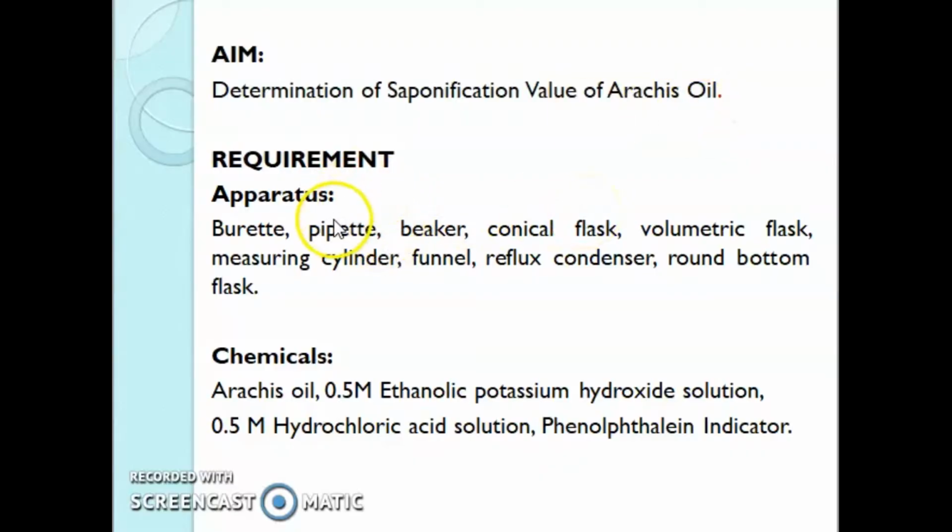Students, now we will see the requirements for today's practical, the determination of saponification value of Arachis oil. For this practical, we will require the apparatus: burette, pipette, beaker, conical flask, volumetric flask, measuring cylinder, funnel, reflux condenser, round bottom flask, etc. And the chemicals required are Arachis oil, 0.5 molar ethanolic potassium hydroxide solution, 0.5 molar hydrochloric acid solution and phenolphthalein indicator.